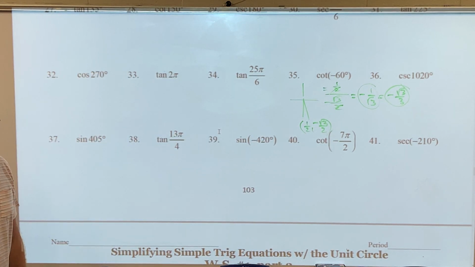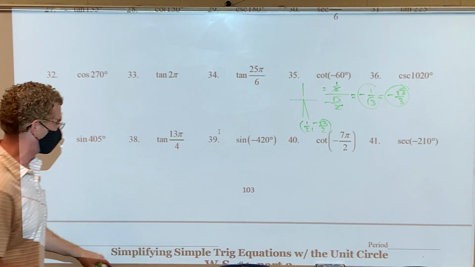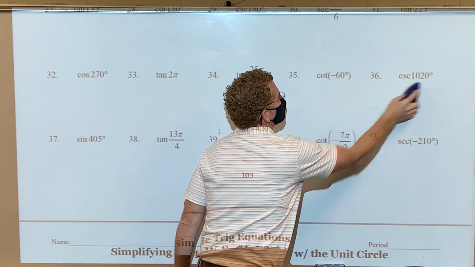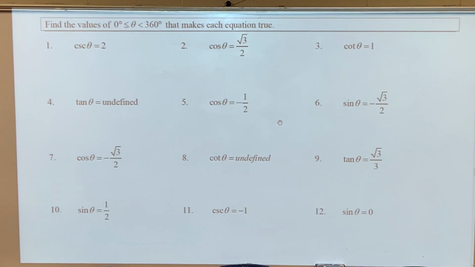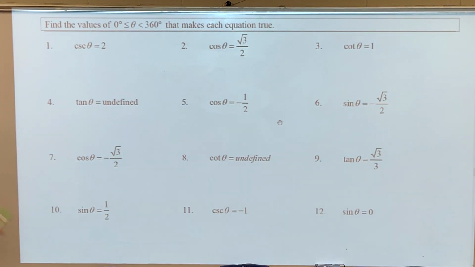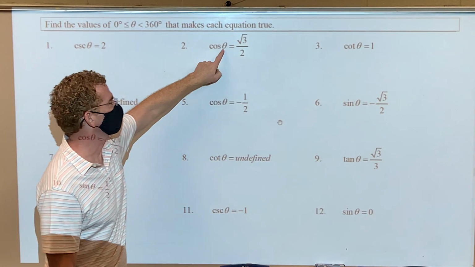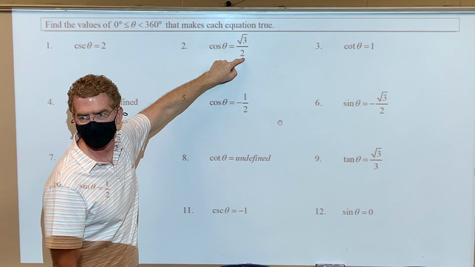Are y'all with me? Now, you may look at this right now and go, Mr. Hurd, I just don't see memorizing that as being all that helpful. Okay, so look at this last page. Now what am I giving you? I'm not giving you trig expressions. I'm giving you trig equations. And I'm asking you, in 0 to 360, in one revolution of the unit circle, what angles would have these values? Now, this is easy on number 2. On number 2, I'm basically saying what angle on the unit circle would have a cosine value of square root of 3 over 2? What is cosine linked to?